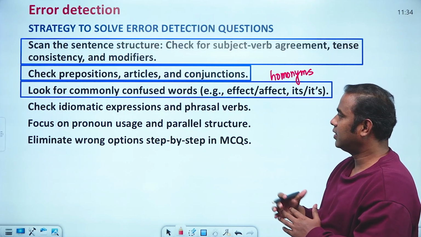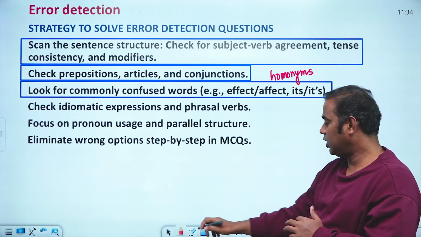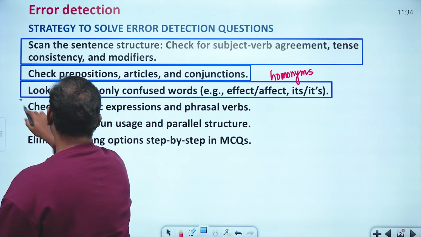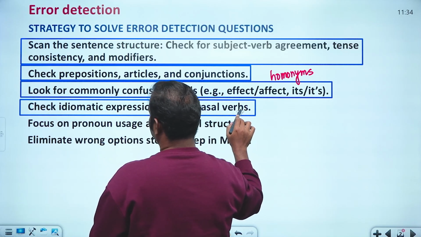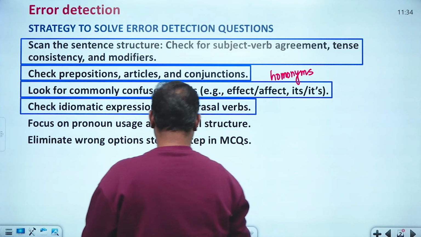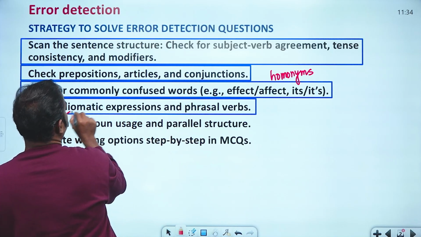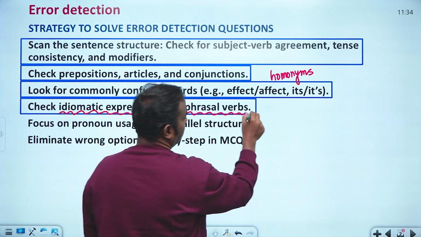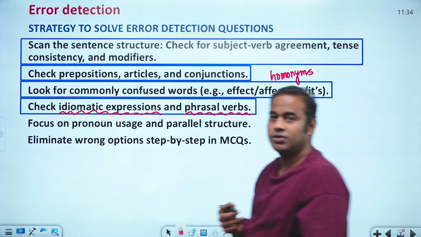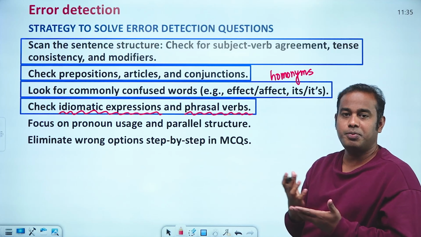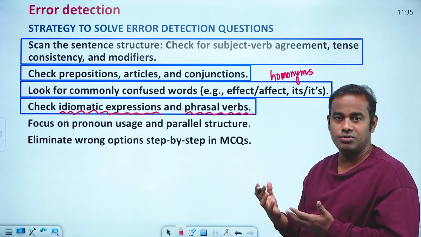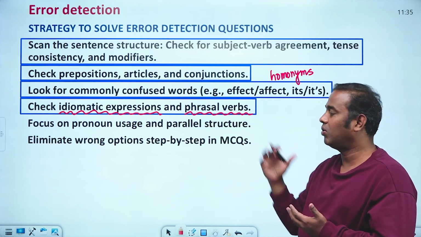Then one more thing you need to check is idiomatic expressions and phrasal verbs. You have to be very thorough with the phrasal verbs. What do I mean by phrasal verbs? Phrasal verbs are preposition plus verbs, preposition plus adjective, preposition plus nouns. So all those things we need to have a look at.